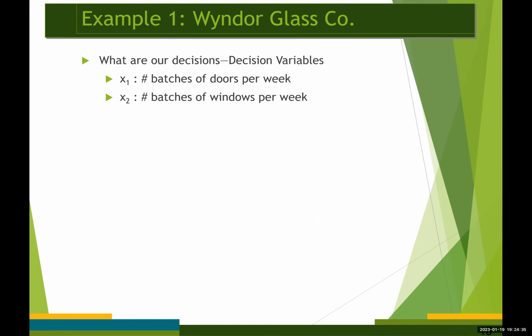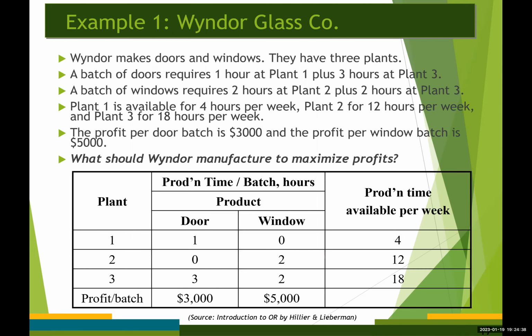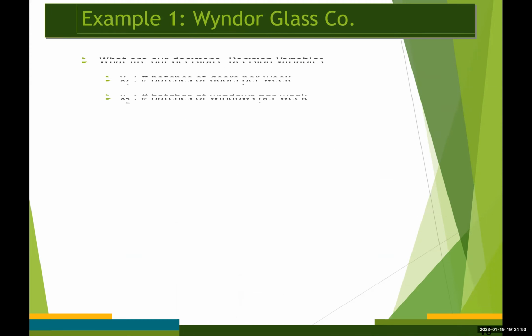So clearly, the decision maker in this Window Glass company must decide how many doors and how many windows should be produced each week, right? That's why we define two decision variables: X1 represents the number of batches of product number one, which is doors, produced per week, and X2 is the number of batches of windows produced per week.